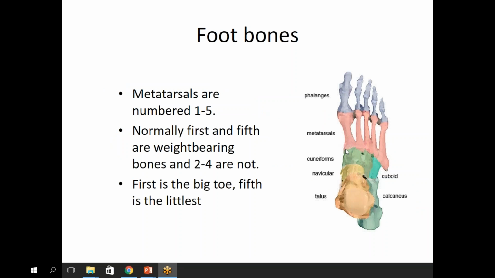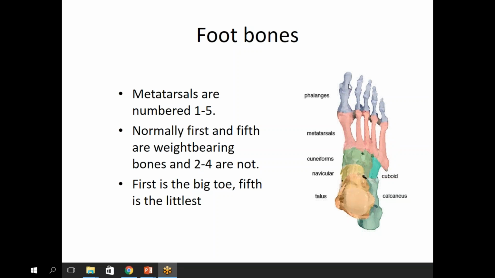Metatarsals are number 1 through 5. Normally the first and the fifth are non-weight bearing bones. The 2 and 4 are not. Let me see. No, I said non-weight bearing. It's weight bearing. Excuse me. The first and the fifth are the weight bearing bones. 2 through 4 normally are not, unless you have some type of pathology going on.